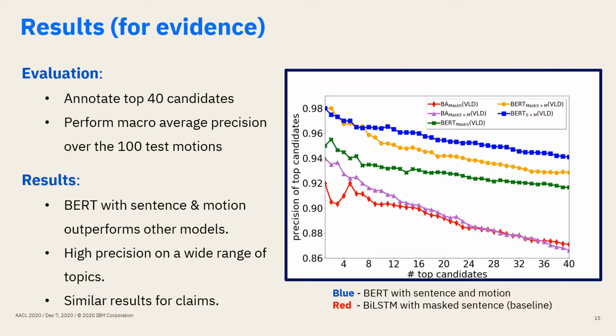We can see that for the leading model, the average precision among the top 40 candidates is 95%. Notice that this is an average over 100 unseen motions. This means that given an unseen topic, the argument mining system was able to pinpoint 40 arguments from a corpus of 10 billion sentences with almost perfect precision. The results shown here are for evidence, but similar results were obtained for claims.